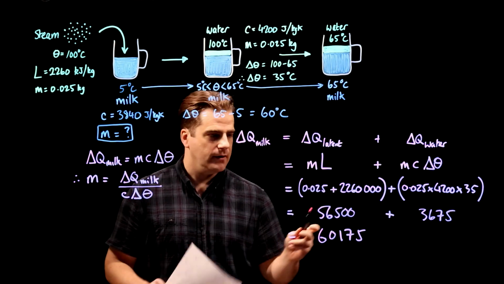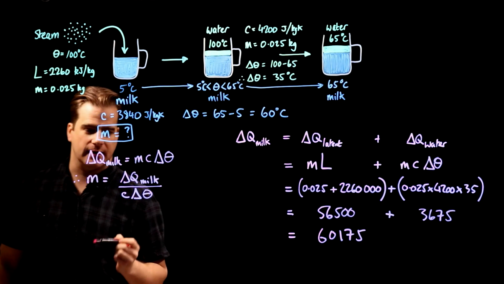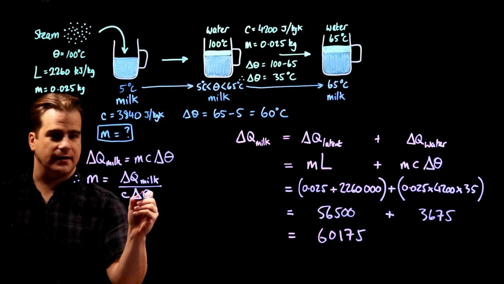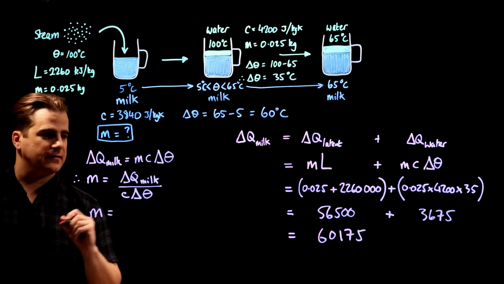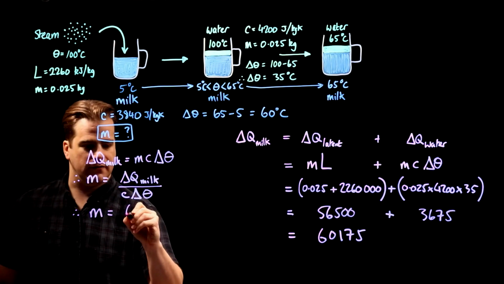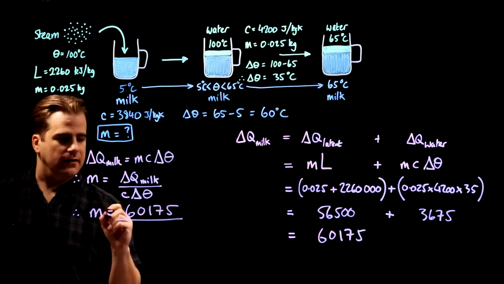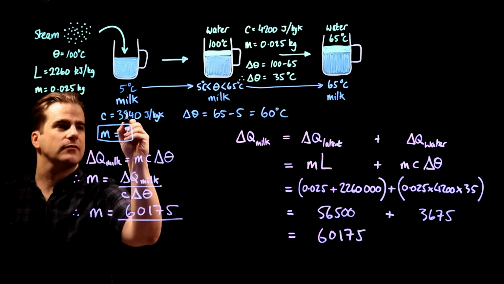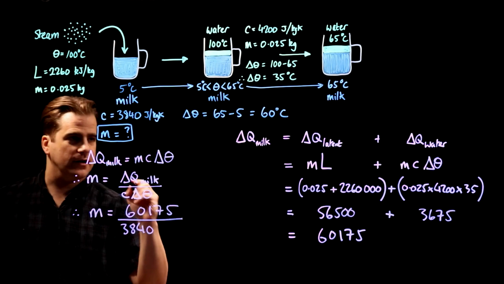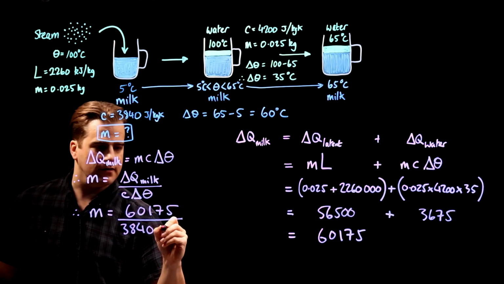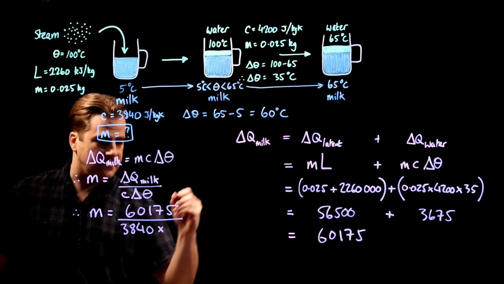So we now have delta Q of the milk. Brilliant, so we've won. We can calculate our mass because we know these, C and delta theta. So therefore the mass of this milk is delta Q of the milk, 60175, divided by C of the milk, which is 3840. It's in the correct units, joules, kilograms and kelvins, times delta theta of the milk, which is 60 degrees.